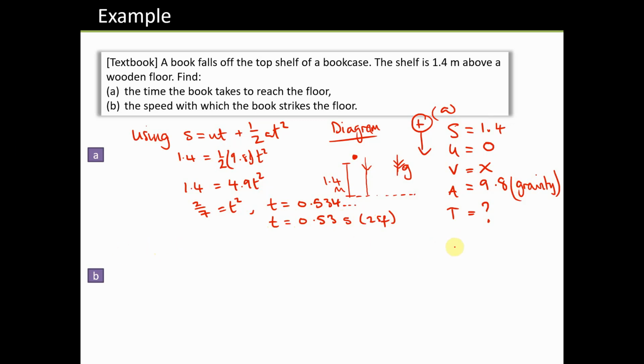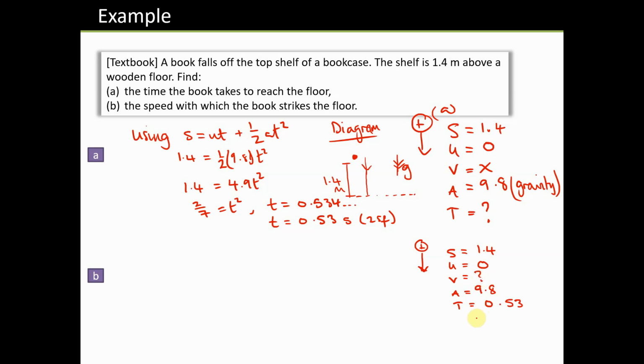Now, trying to find out the speed that it hits the ground, I'm going to draw another SUVAT notation out on the side, and we're still taking down as positive. Same diagram, so I'm not going to draw that again. We know the gravity is still 9.8. We know the distance is 1.4. We know it's starting from 0, and we've just found out the time is 0.53, and we're wanting to find this.